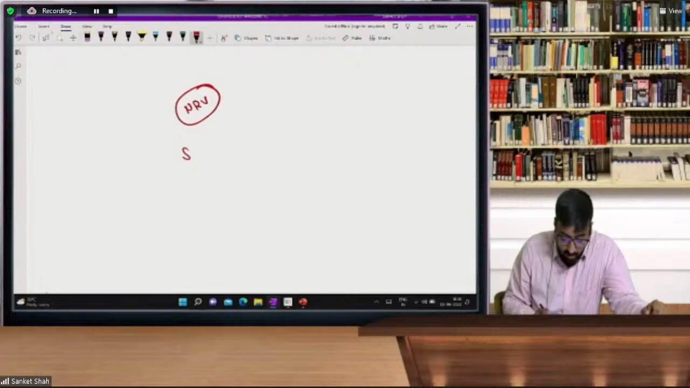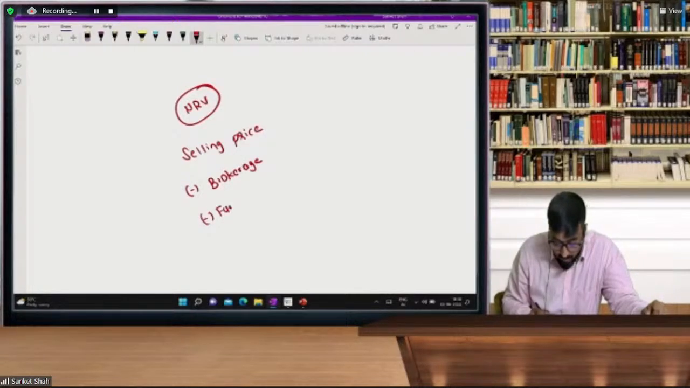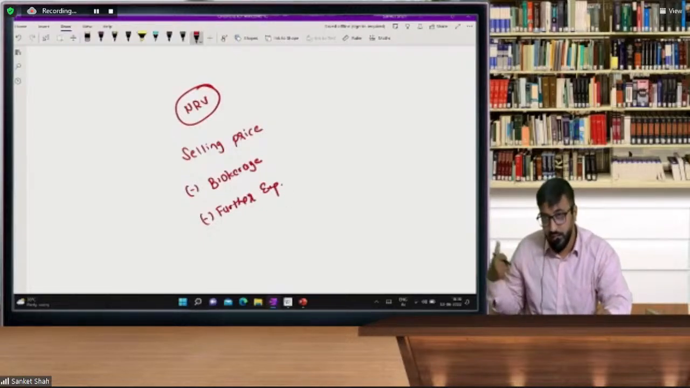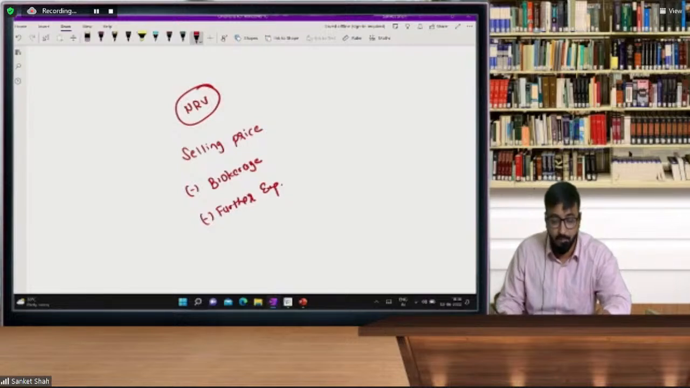What is the formula? Selling price minus brokerage minus further expenditure. If you are not taking a screenshot, you can see my lecture afterwards and you can pause there and take notes of that. यदि आपने ये नहीं किया होगा तो second technique is very simple: rewatch this session, take screenshots or pause and write it afterwards.